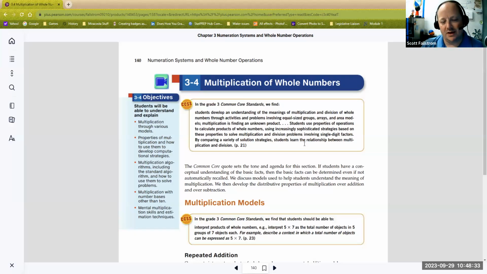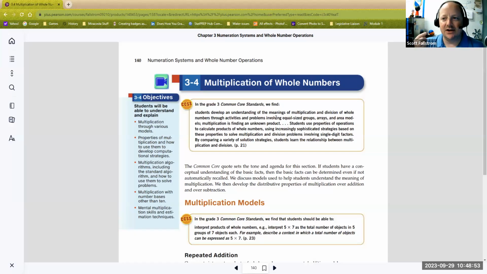We're moving into multiplication. Now, multiplication tends to be introduced, it can be briefly introduced at second grade level, typically comes in around grade 3 based on the Common Core state standards. And students will develop an understanding of the meanings of multiplication and division of whole numbers through finding equal-sized groups, arrays, area models.